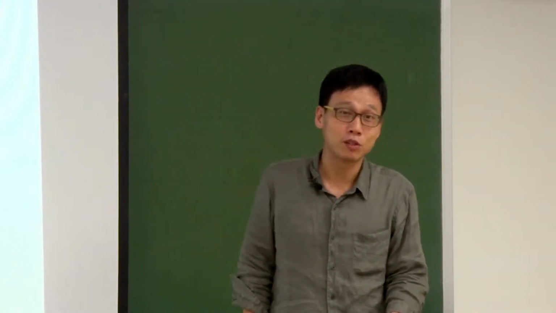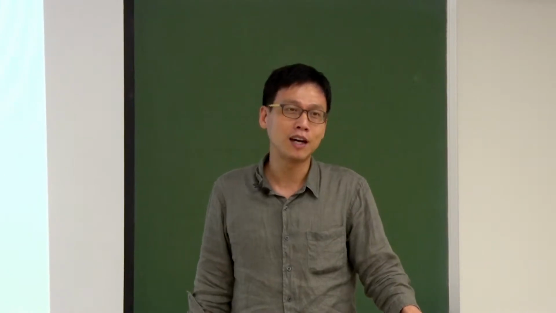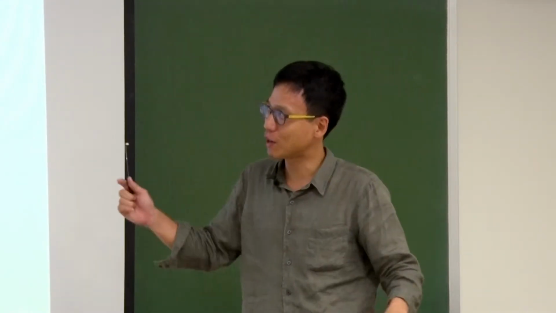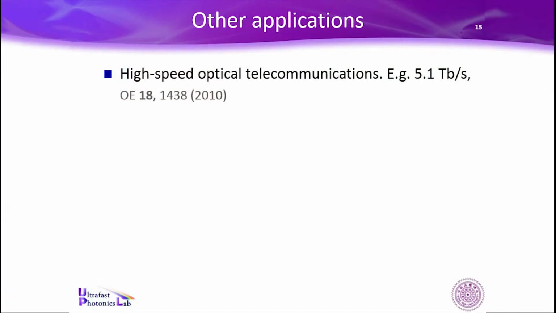Other applications, because I just showed you maybe 3 or 4 examples, but actually there are many. So I just summarize a little bit more. For example, high-speed optical telecommunications. Why is the femtosecond pulse useful in telecommunications? It's very easy. If you use a single pulse to represent a bit, like bit 1, there is a pulse. Bit 0, there is no pulse. Then you can do communications, right?